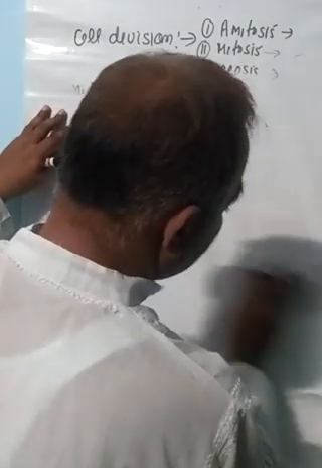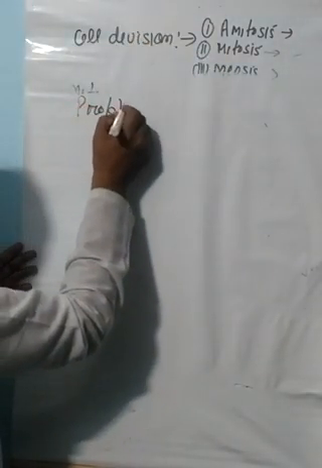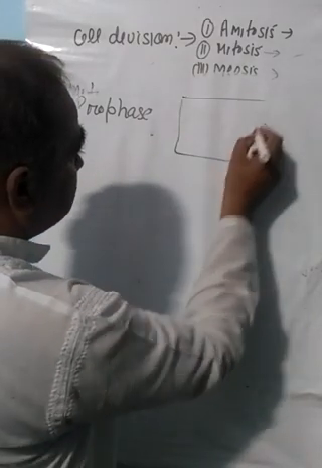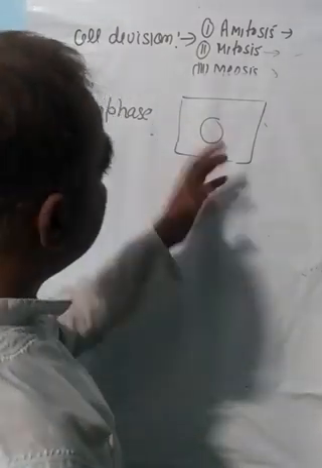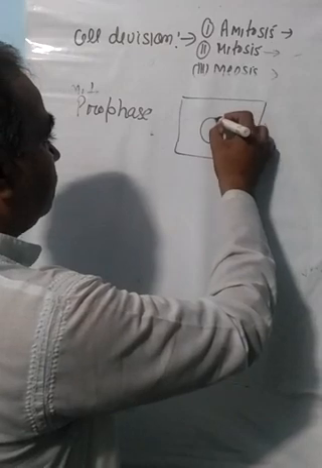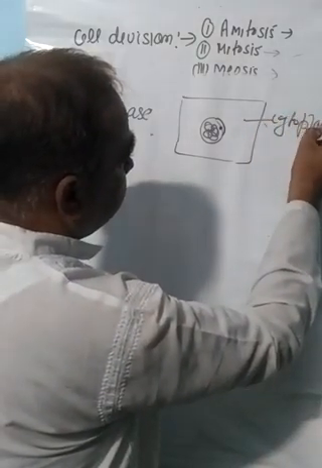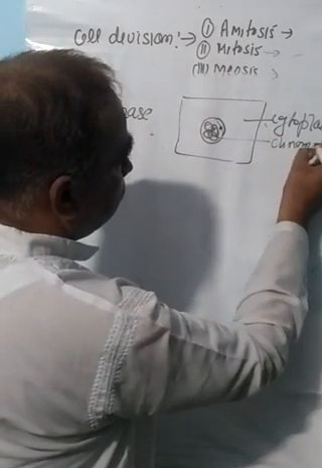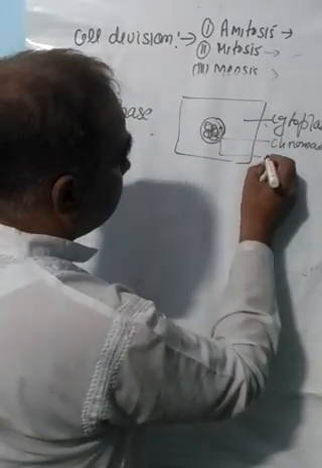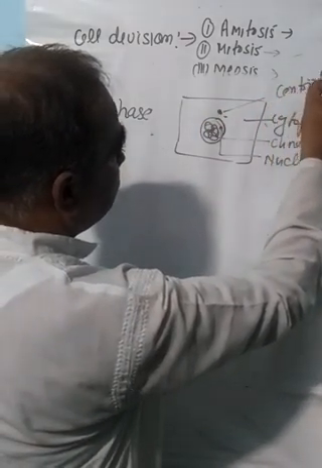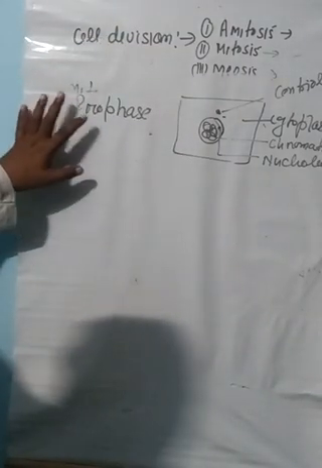How does it occur? First is the prophase. When prophase starts, at that time the cell nucleus is an interphase nucleus. When there is no division, there is no change, and the interphase nucleus looks like this, and the structure is: this is the cytoplasm, chromatin thread, nucleolus, and centrioles or centromere.